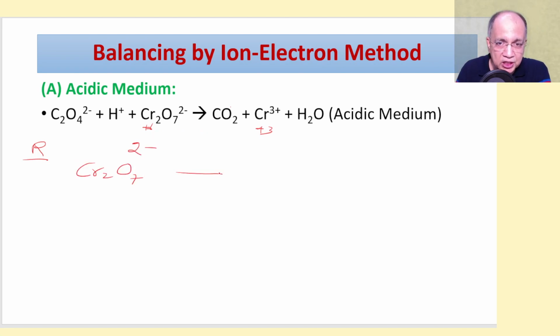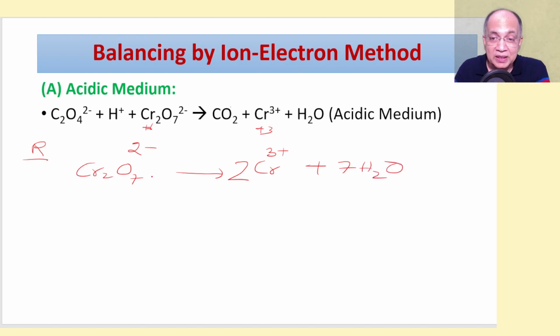Dichromate ion is giving chromium 3+ ion, and then you have to equalize the atoms other than O and H. So there are 2 chromium, you have to multiply by 2 here. Then the next step is to equalize oxygen. There are 7 oxygen excess, so you have to add 7 water. So equalization of oxygen is done by adding water. Then there are 14 hydrogen excess, so that is done by adding hydrogen ion, obviously on the opposite side because it is an acidic medium.